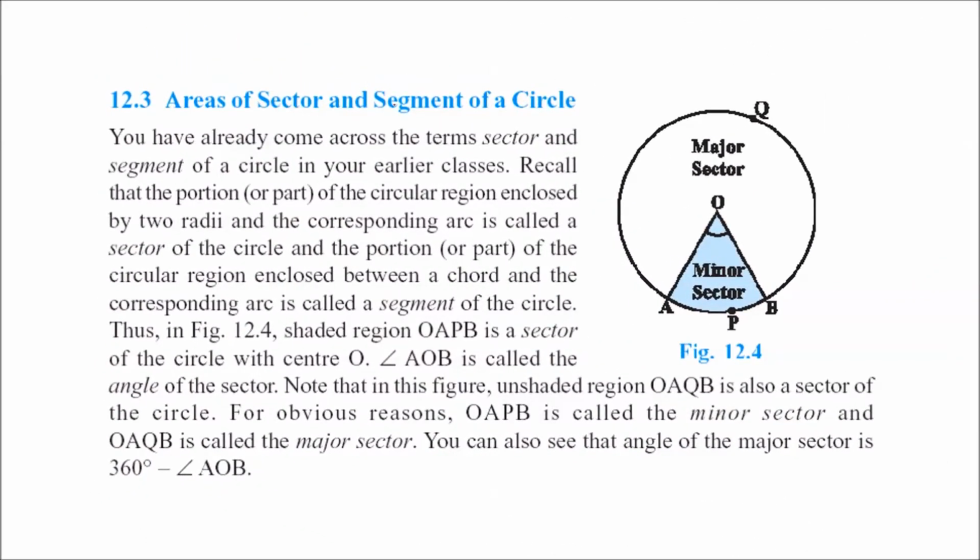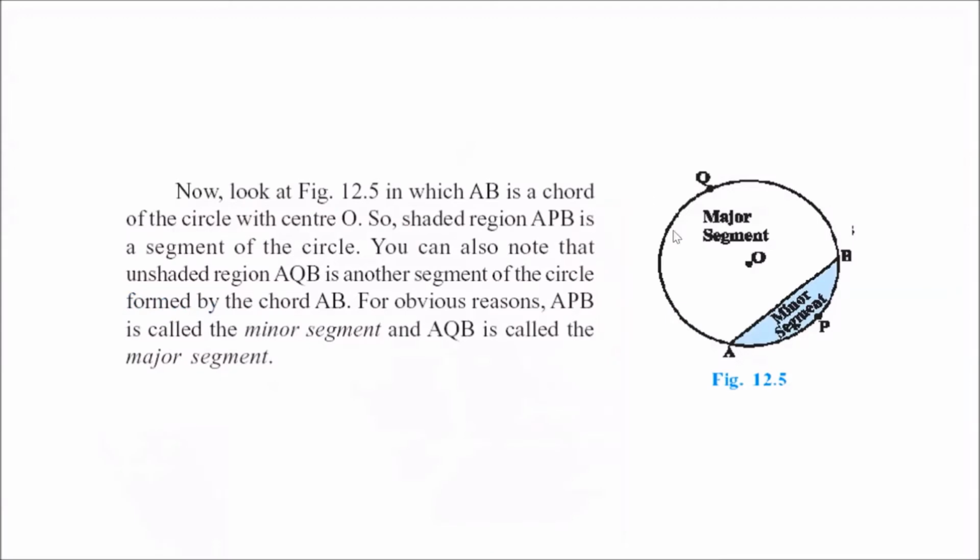The area of the sector and the segment of a circle. This is a circle. If we join any of these points and make a region, this blue region is a minor sector, this is the major sector, and this becomes the major segment, and this becomes the minor segment. Major segment, minor segment. So this part is the minor segment. This is the major segment.